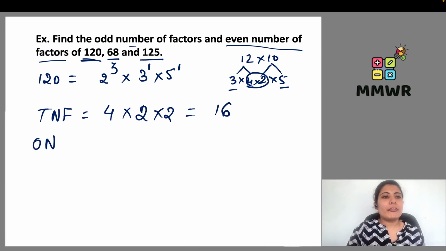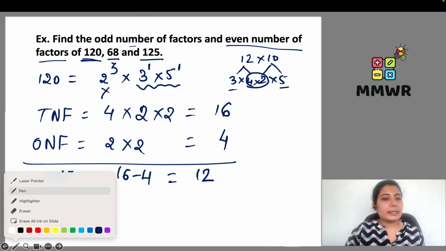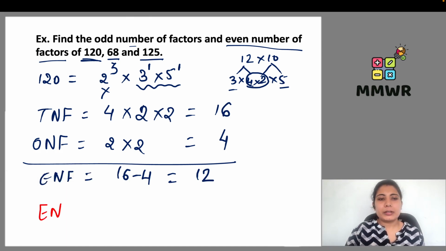Now odd number of factors, what will we be doing for odd number of factors? For odd factors we have to exclude this. We will be only looking at the odd prime numbers. So 3 to the power 1, that means 1 plus 1, 2. 5 to the power 1, that means 1 plus 1, 2. 2 twos are 4. For even number of factors, I have to take the difference of 16 and 4, which is 12. I can do it by this method also.